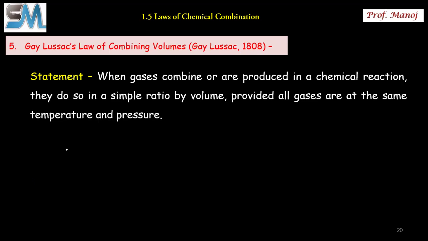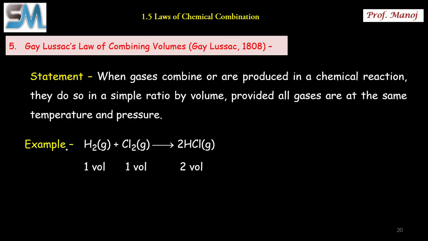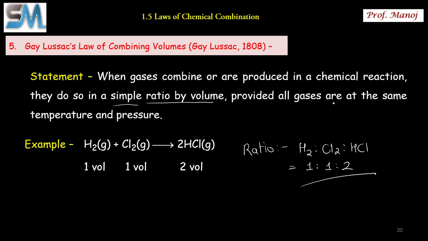Comparatively easy statement. So suppose we take a reaction of hydrogen and chlorine together, it forms 2HCl. So how much hydrogen is taken here? 1 volume. Chlorine taken is 1 volume. HCl is 2. So the ratio as per Gay-Lussac's law is hydrogen to chlorine to HCl as 1:1:2. They form a simple ratio by volume, provided all the measurements are done at the same temperature and pressure.